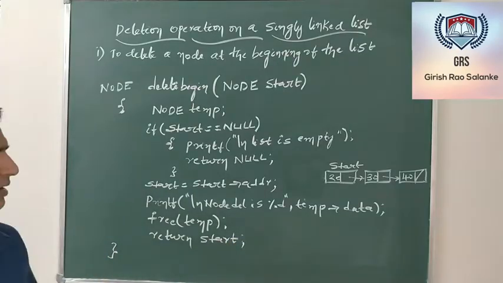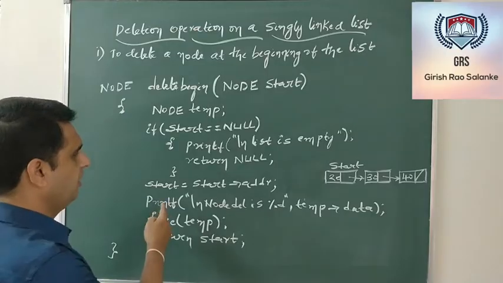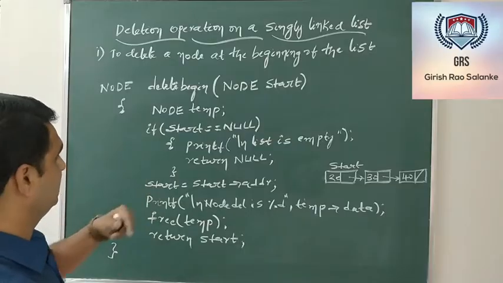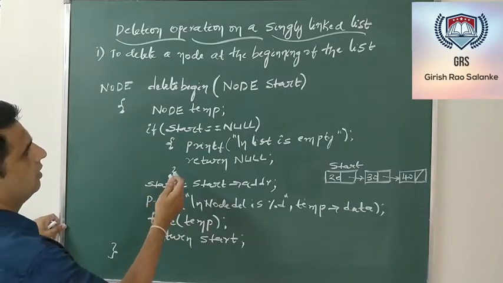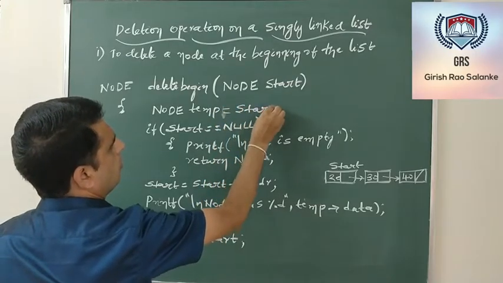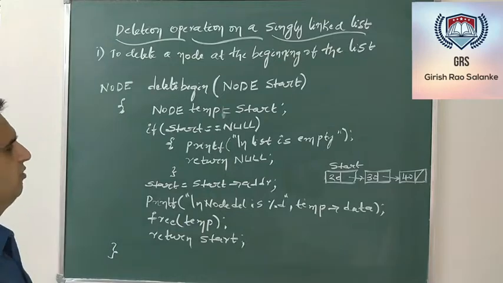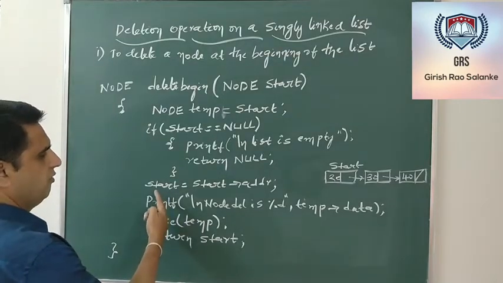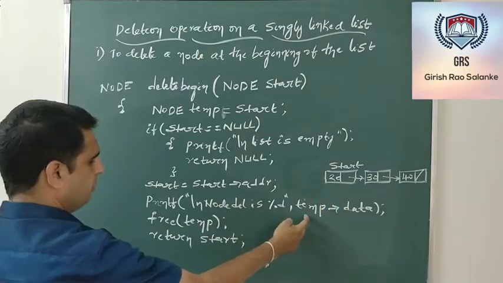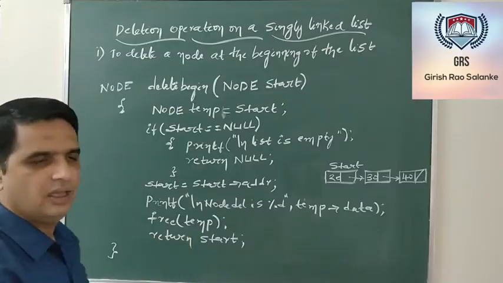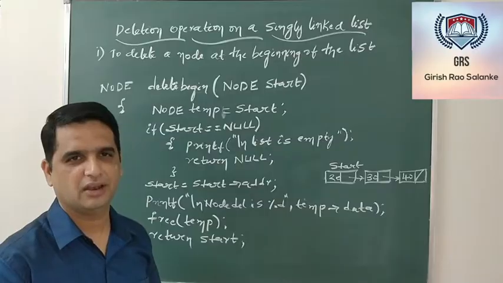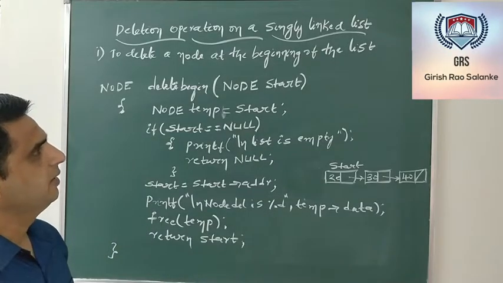It's quite simple. What do you do? Initially you make temp hold the address of the first node. I think that statement was missing here. Make temp hold the address of the first node and then change start to hold the address of the second node: start is equal to start of address. Now delete temp, you are deallocating the memory, and then you return the address of the second node. The second node is nothing but my node wherein information 20 is there. So this is about how to delete a node at the beginning of the list.